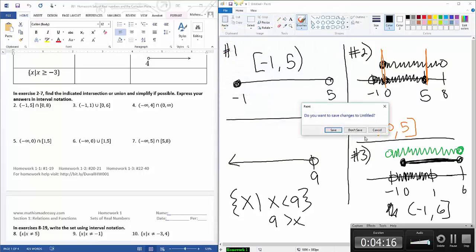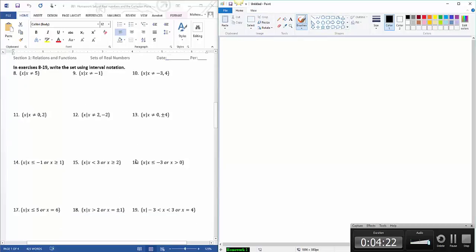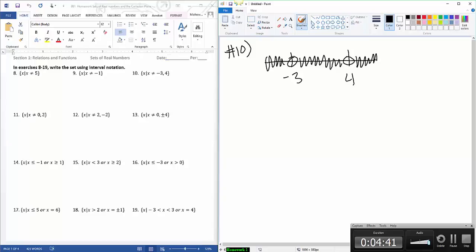Okay, so let's look at another one. Number 10. Number 10 here, it says x such that x cannot be -3 or 4. So on our number line, we said that x can't be -3, x can't be +4, and so it's going to be everything in between. And so writing the interval notation of that, it's going to be x is from -infinity all the way to -3, union from -3 to 4, union from 4 all the way to +infinity.